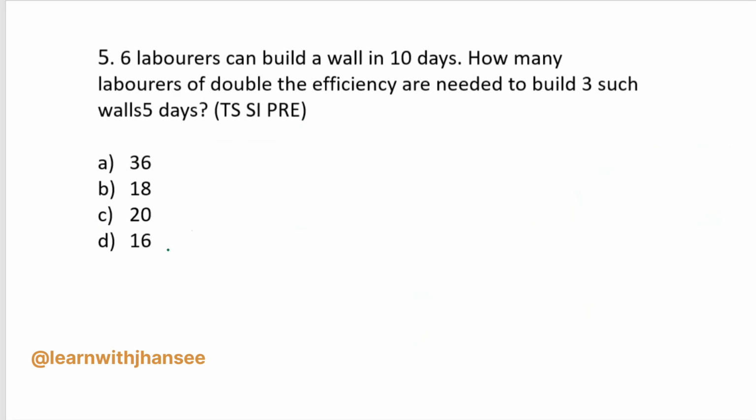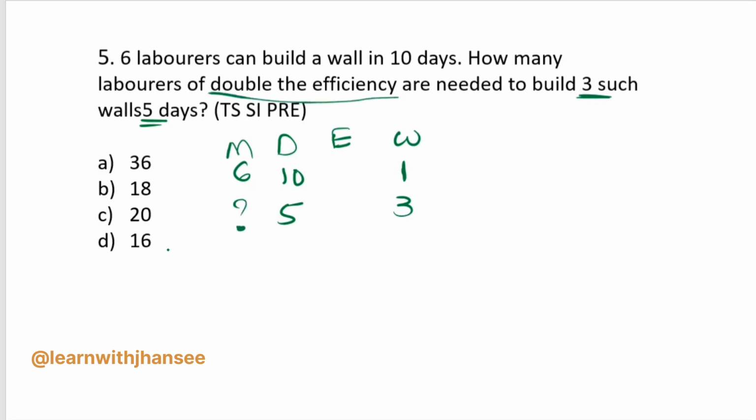Next, going to the fifth question. 6 laborers are there. They can build a wall in how many days? 10 days. How many laborers of double the efficiency are needed to build 3 such walls in 5 days? Okay, so first how many laborers, how many men are there? 6 men are there. So how many days they have given? 10 days is given. And efficiency is not given. Okay, but how many walls they have done? Work only one wall. Next is asking that 3 such walls, okay, in how many days? 5 days. And he is asking how many laborers. So I need to find out the laborers.